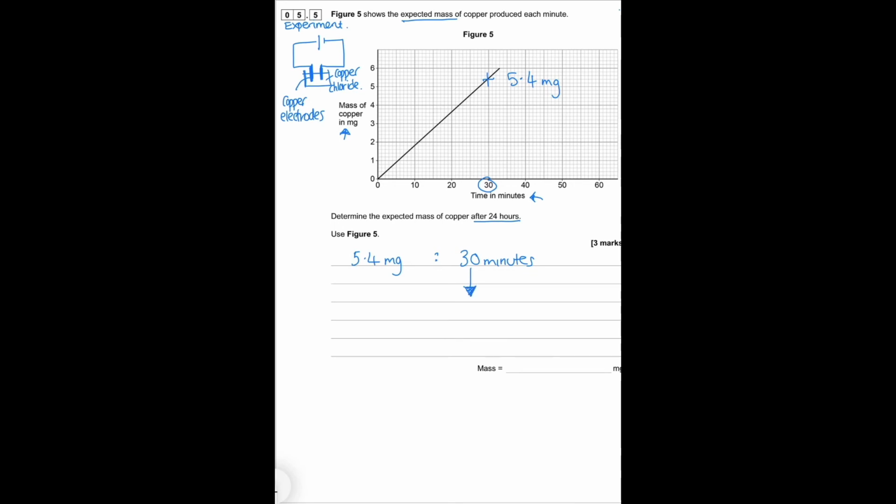So to get to 24 hours, we would have to times 30 minutes by 48, and that gives us 24 hours. So then if we times our 5.4 milligrams by 48 as well, that will tell us the mass of the copper in 24 hours. And when we do that, we should get an answer of 259 milligrams produced in 24 hours.